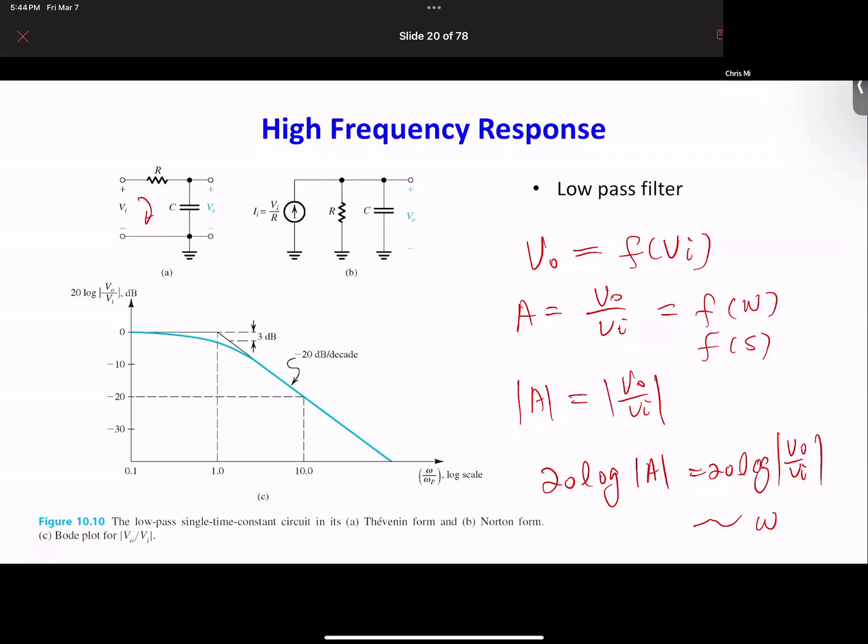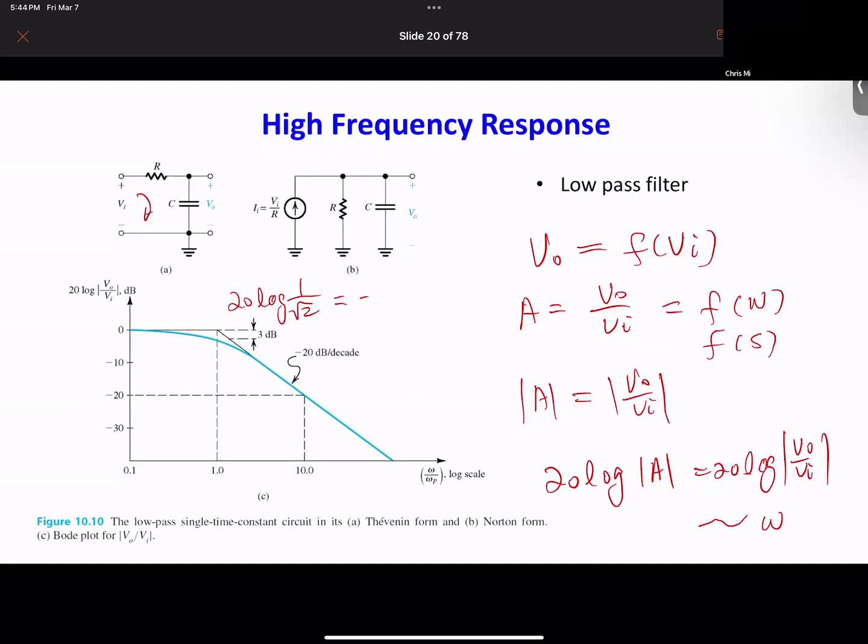Every time the frequency increases by 10 times, it's called a decade. And at this point, the expression is 1 over square root of 2. So this is 20 log of 1 over square root of 2, which gives you minus 3 dB. That's why, if you look here, this point drops by 3 dB from the horizontal line. So that's called the 3 dB frequency.